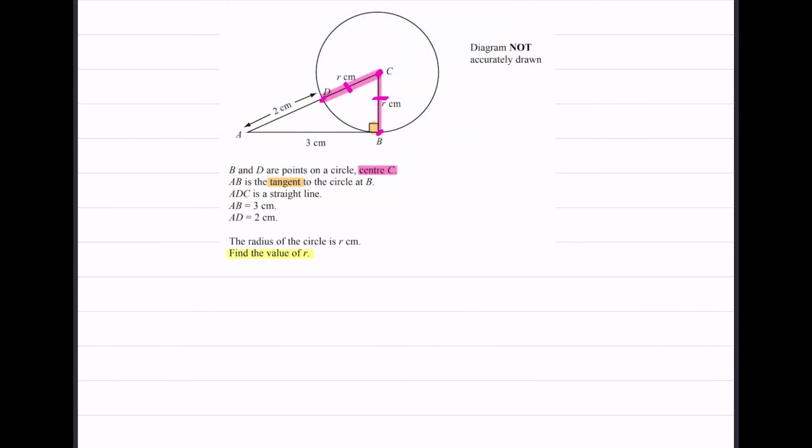To find the value of r, we are going to be working in triangle ABC, because we have the lengths of AB and we have the length of AD. We also know that DC and CB are both equal to R. So if we have a combination of the same letter and numbers, we can solve for that unknown letter. So I'm going to say that the hypotenuse squared is equal to side 1 squared plus side 2 squared. So the hypotenuse is AC. So AC squared is equal to side 1, which is CB squared, plus side 2, which is AB squared.